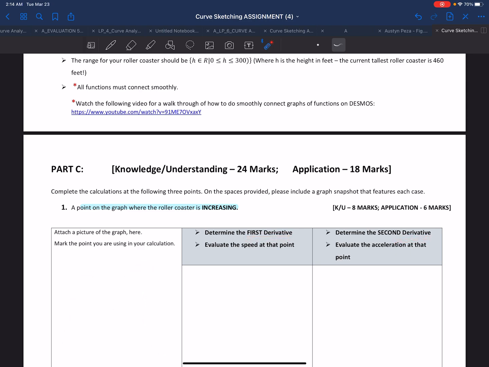So you have to determine the first derivative and evaluate the first derivative at that point, which will give the speed of the roller coaster at that point. And then you have to determine the second derivative and then evaluate it at that point, which means we're finding the acceleration of the roller coaster at that point.